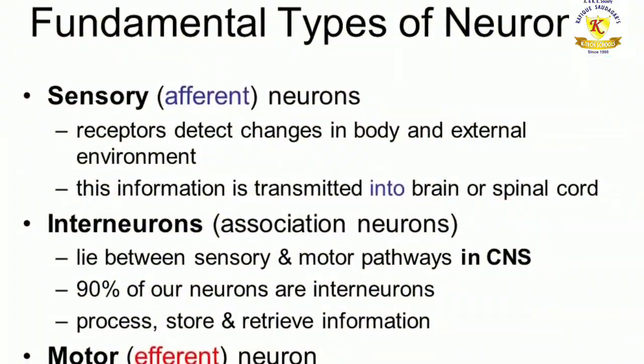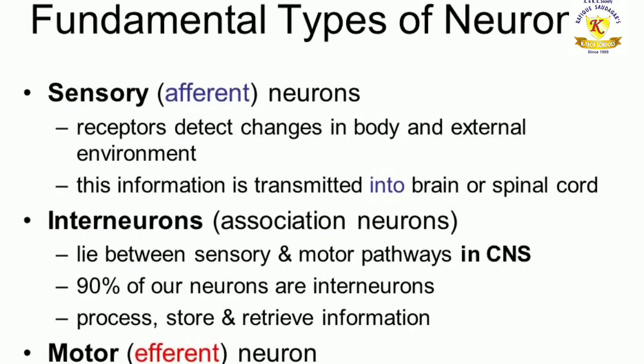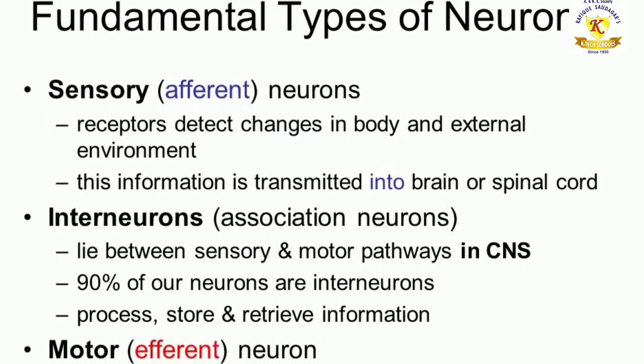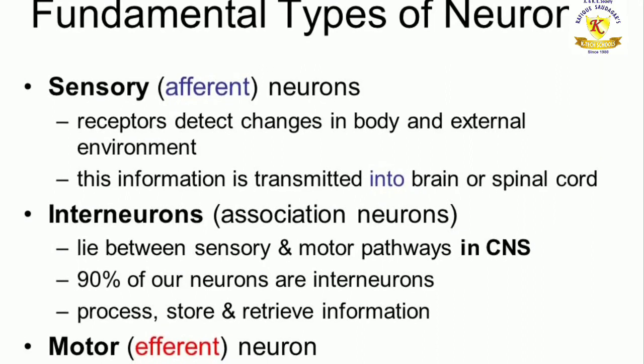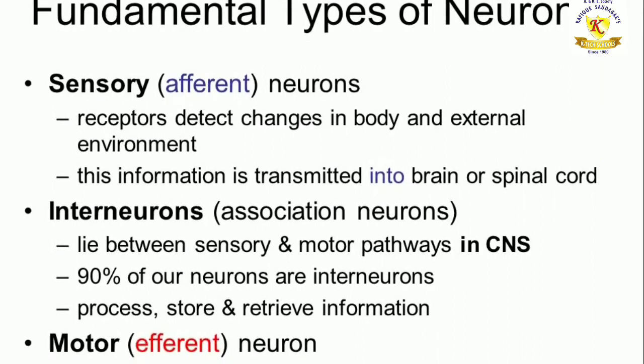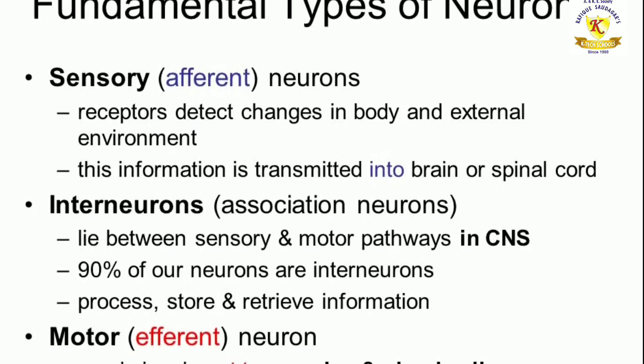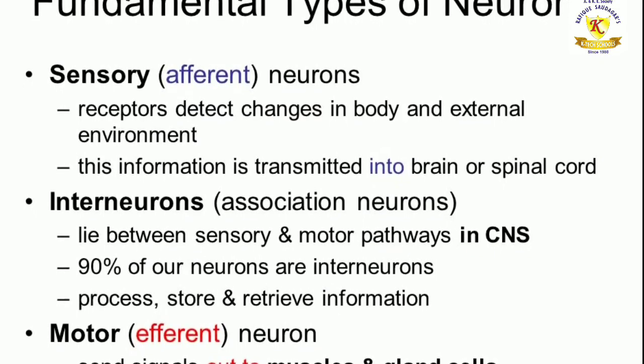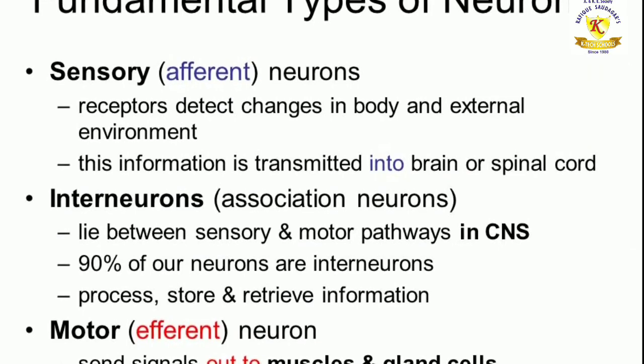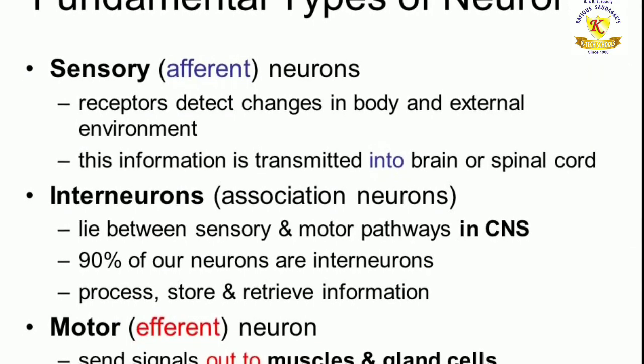Now there are three types of neurons. First is sensory or afferent neuron. These are the receptors that detect the changes in body and external environment. This information is transmitted into brain or spinal cord.